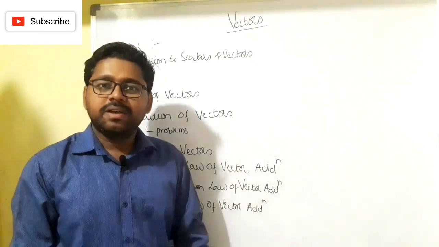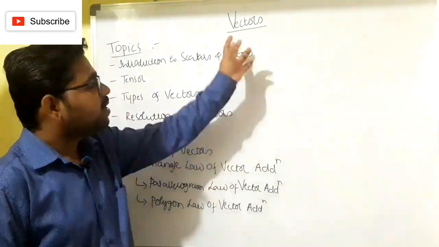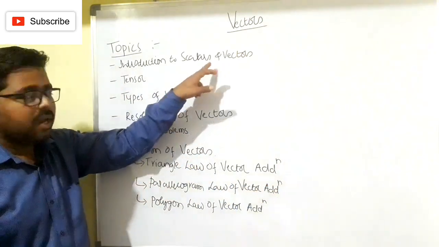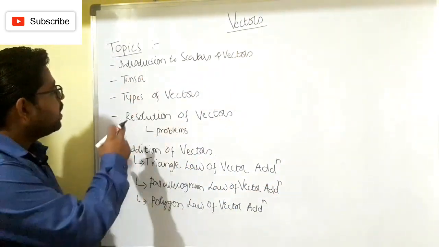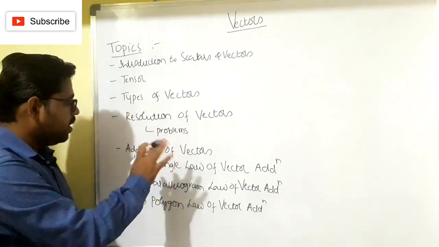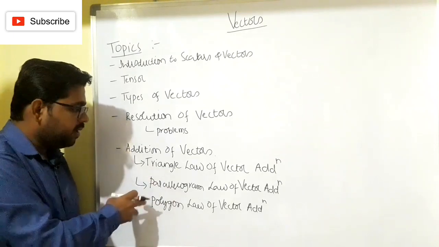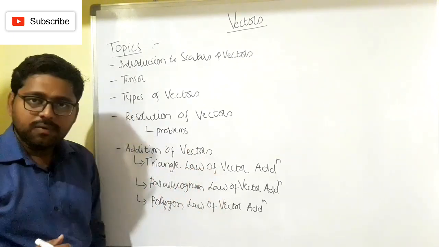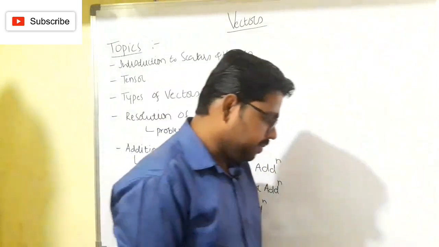So we'll be taking today the vectors concept. Under vectors, these are the topics we are going to study: introduction to scalars and vectors, tensors, types of vectors, resolution of vectors, problems, and addition of vectors. There are three types of addition of vectors: triangle law of vector addition, parallelogram law of vector addition, and polygon law of vector addition. So let's start one by one.